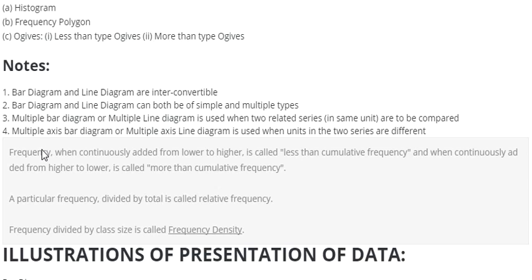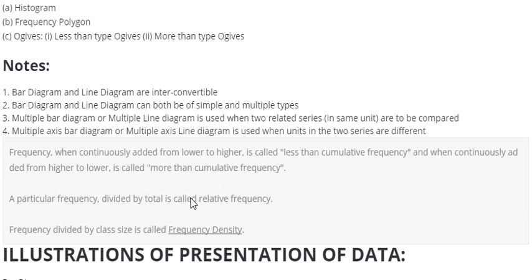Further, we have mentioned things about frequency. When frequency is continuously added from lower to higher, it is called less than cumulative frequency. And when added from higher to lower, it is called more than cumulative frequency.